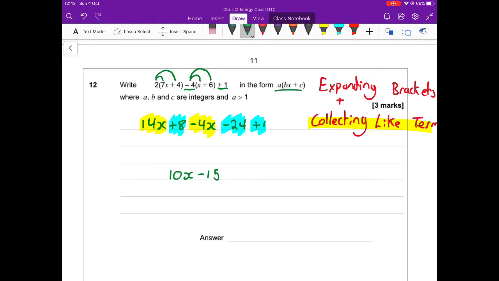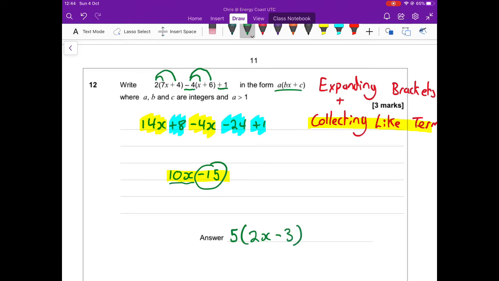I'm going to do what we call factorising of this last bit. So I've got 10x minus 15. I need to factorise that. What is a number that goes into 10 and 15? 5. What do I times 5 by to get 10x? I would times it by 2x. I'm going to get rid of that dot because it's confusing. And then what do I times 5 by to get minus 15? It would be minus 3.